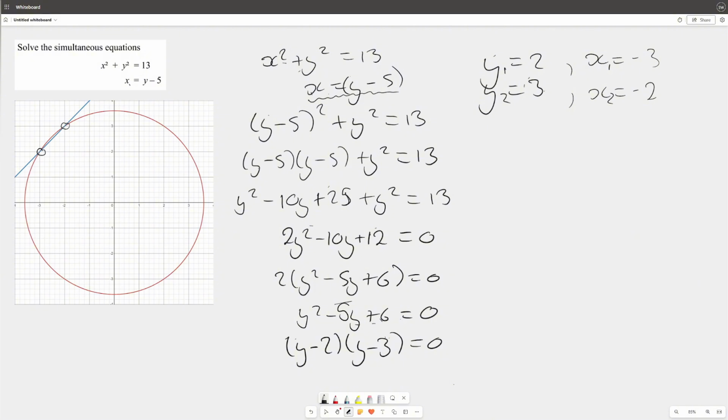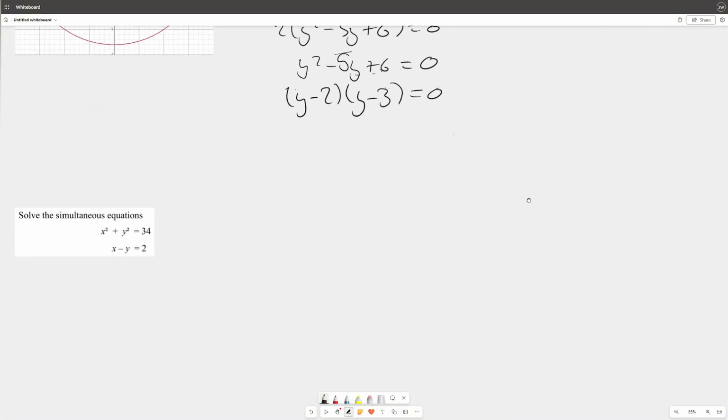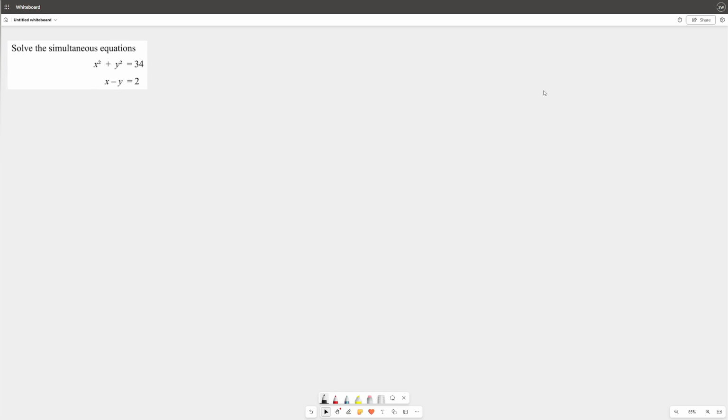Okay, let's move on to our next example. So we have x squared plus y squared equals 34 and x minus y equals 2. So again, this is a circle, x squared plus y squared equals 34, where the radius is the square root of 34, and then you've got a line y equals x minus 2, or x minus y equals 2.